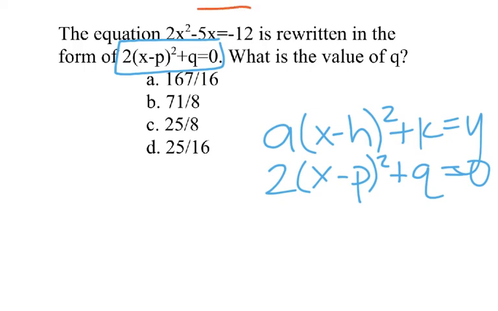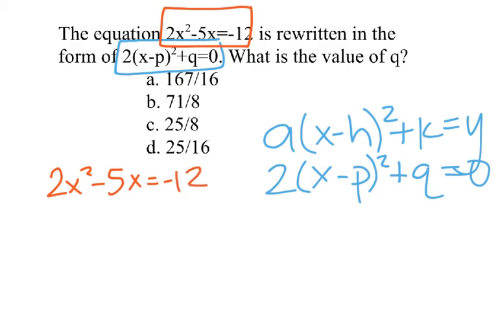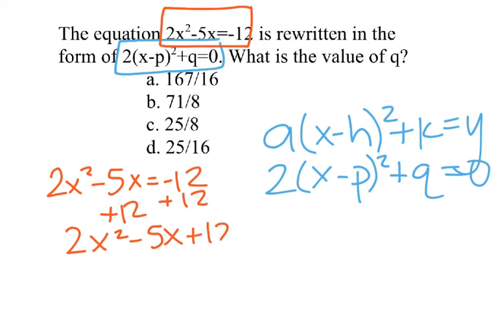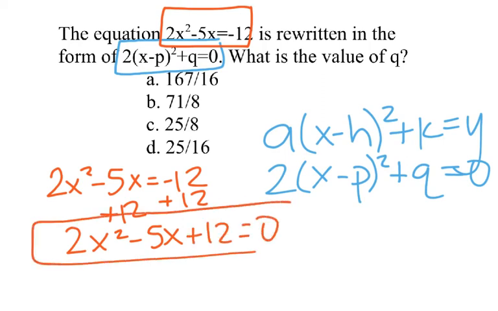Okay, so here's my equation, and it says it's rewritten in this form. And we know that that form is vertex form. So what I'm going to do is graph the equation in red. But remember from previous math courses, you can't graph an equation until it's equal to 0. So if I needed to get rid of minus 12, I would add 12 to both sides. So 2x squared minus 5x plus 12 equals 0. I want you to graph this in Desmos, and I want you to find the vertex. So do that in 1, 2, 3.